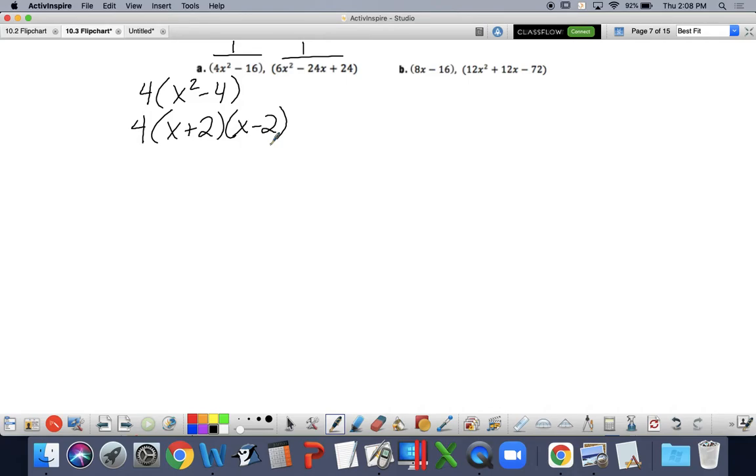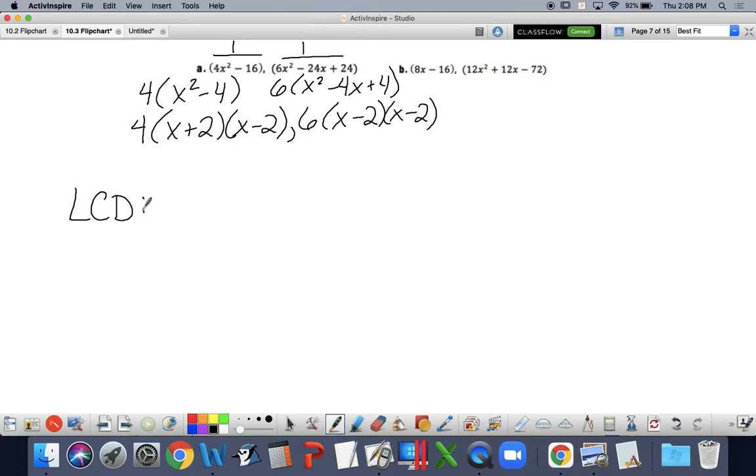Let's look at our next one. I have a GCF here as well of a 6, so I'm going to take that out, and then I'm going to factor that down. I need 2 numbers that multiply to give me 4 and add to give me negative 4. All right, we've factored these down. Now let's identify what the least common denominator would be.